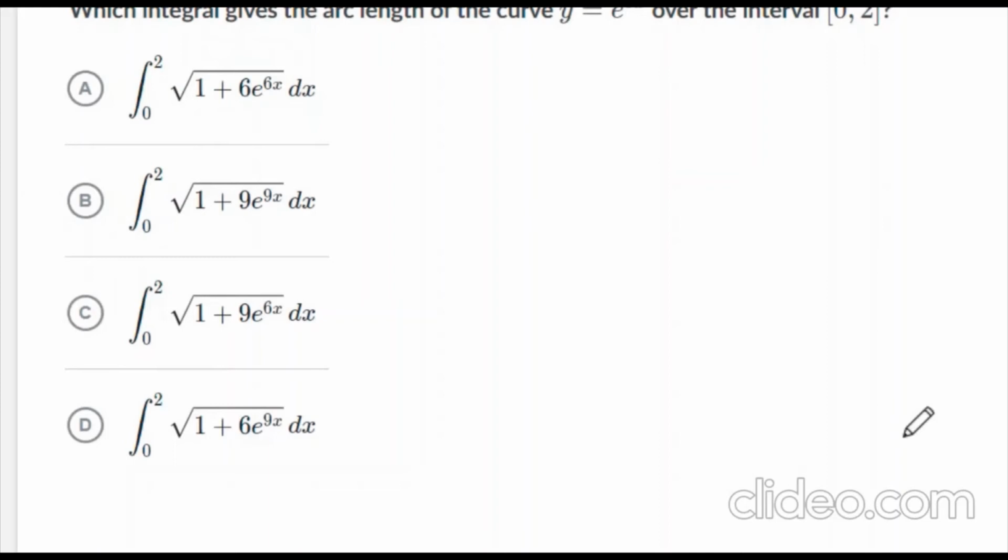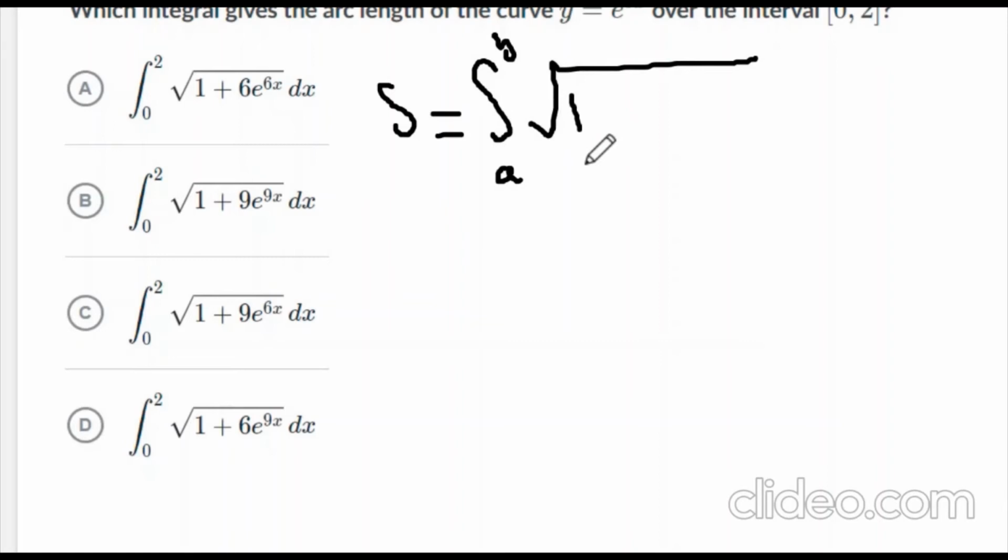Which integral gives the arc length of the curve y equals e to the power of 3x over the interval 0 and 2? So I'm going to write the arc length formula. So the arc length equals the definite integral between a and b of the square root of 1 plus dy over dx squared dx.